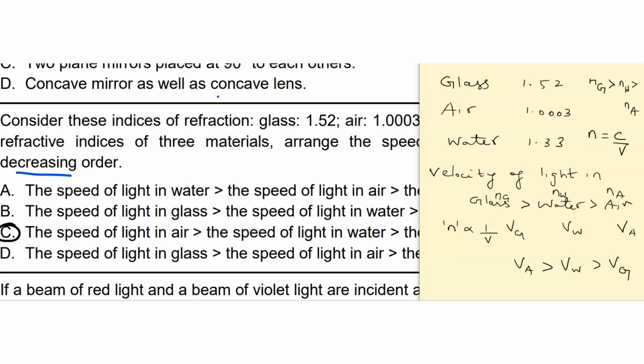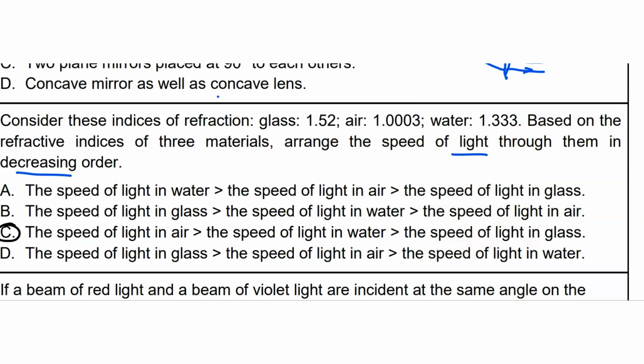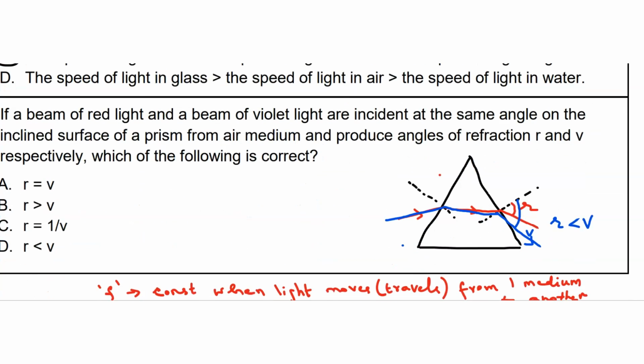So they have asked to arrange in decreasing order. So this is the greatest, second greatest, and the last one. Okay, if they had asked for increasing order, this one would be 1, this one would be 2, this would be 3. So according to the question, option C is correct. Okay, so let us move into the next question.